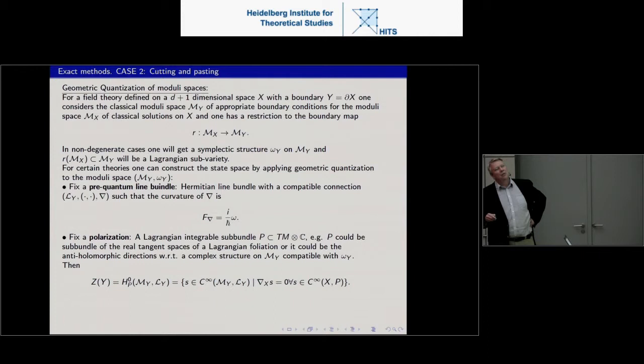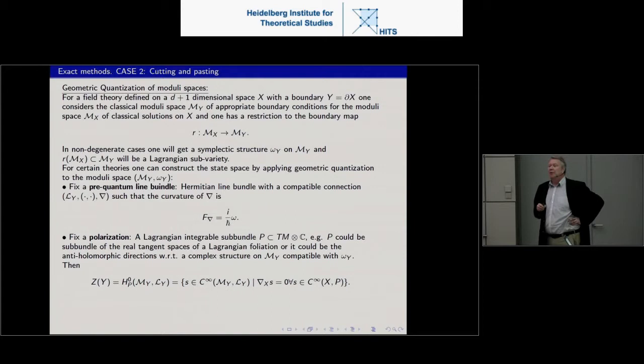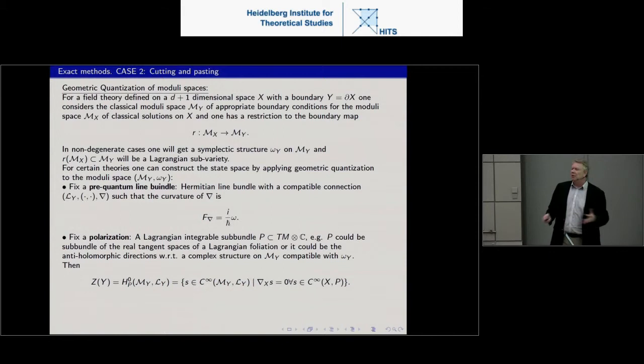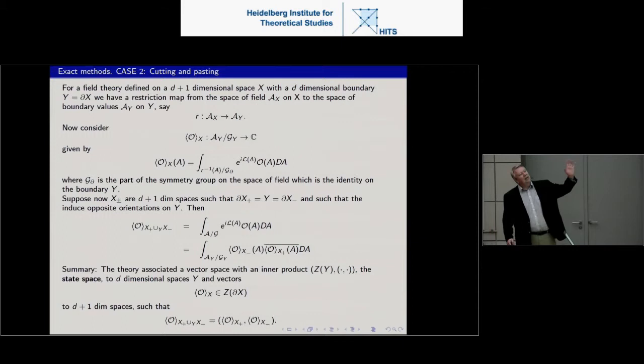And then you simply define this vector space to be the smooth sections over this moduli space of this line bundle, with the property that when you differentiate in the directions of the polarization, you get zero. These are called polarized sections. And now I have a mathematical definition of what the Hilbert space of the theory is. So this is a huge advantage over these path integrals that are just abstractly floating around, where I have no control mathematically over what's going on. Now I actually have a definition, if I'm lucky that it's this situation. So this cutting and pasting idea can be made to work in certain cases.